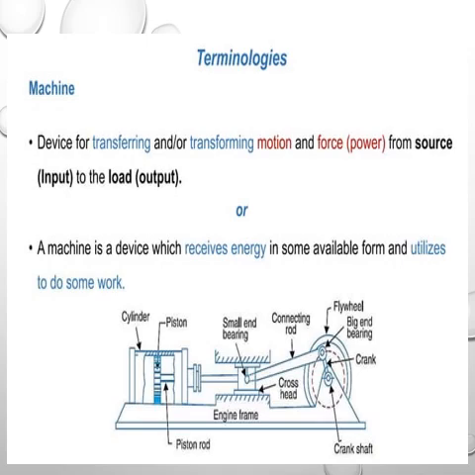While there is an engine crank, you are seeing this picture. There is a cylinder, and next a piston. While the piston moves, the crankshaft will rotate, the engine frame will be moving, and the connecting rod will connect with the crosshead.